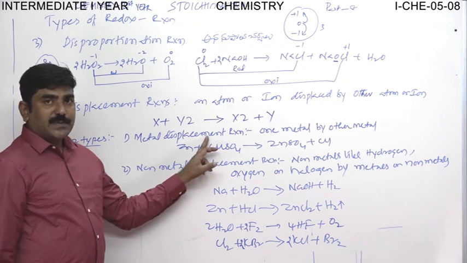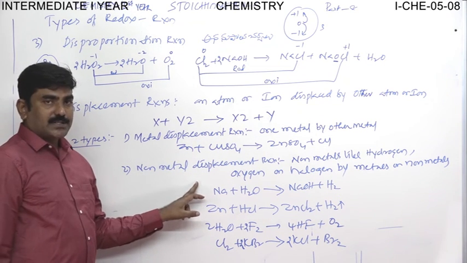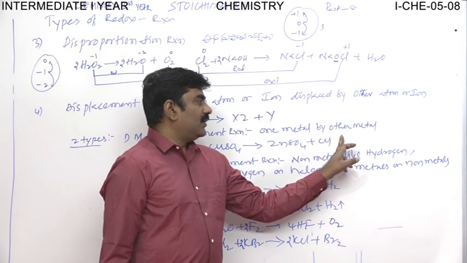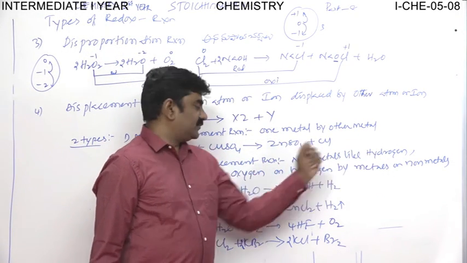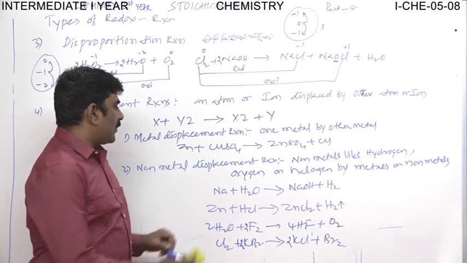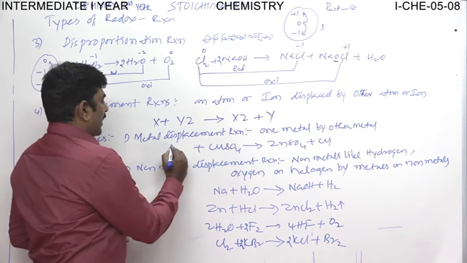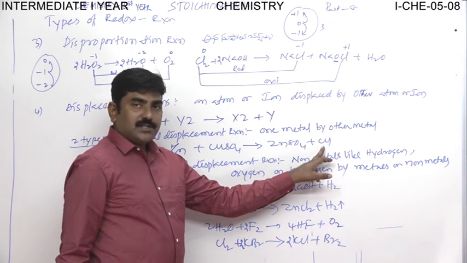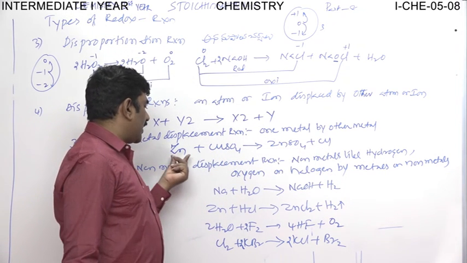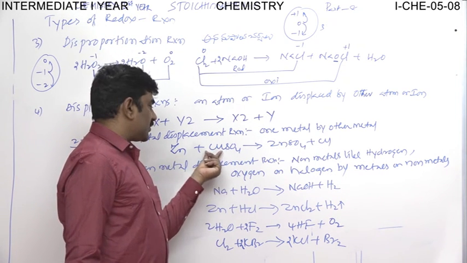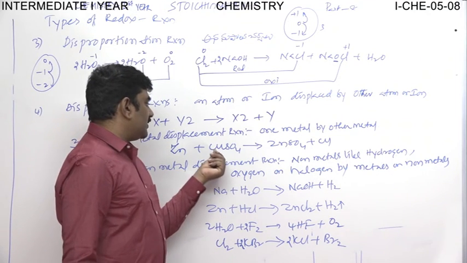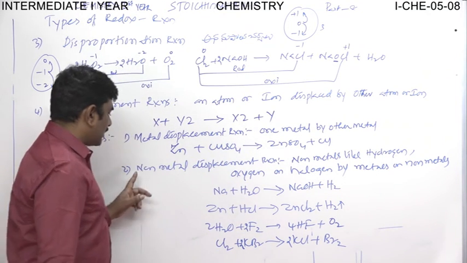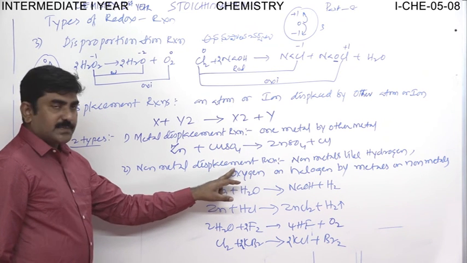These displacement reactions are of two types: metal displacement reactions and non-metal displacement reactions. In metal displacement reactions, one metal is displaced by another metal. See the example: zinc plus copper sulfate. Zn plus CuSO4 gives ZnSO4 and Cu. So copper is displaced by which one? Zinc. This is metal, and this is metal. That's why this type of reaction is called metal displacement reaction. Another type is non-metal displacement reactions.